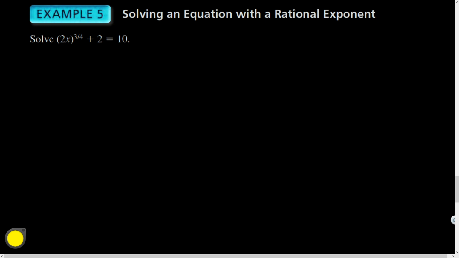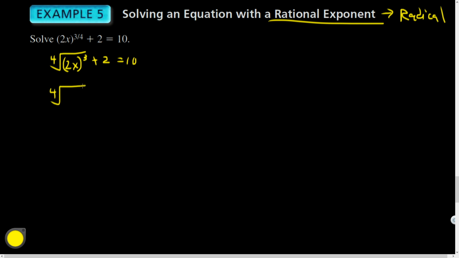Notice this doesn't have any radicals, but it does have a rational exponent, which can be written as a radical, right? Because you all remember that. So I could rewrite this as the fourth root, because the denominator of an exponent becomes the index of the radical, of 2x. I'll put the cubed on the inside there. Let's simplify that. So that's the fourth root of 8x cubed plus 2 equals 10.